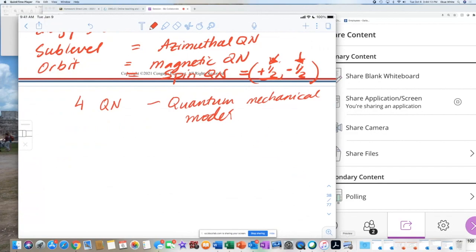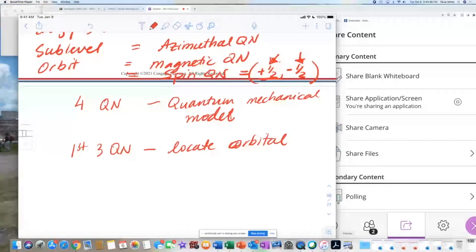In the quantum mechanical model, these numbers are used to pretty much locate the electron. Now, the ultimate goal is we want to know where the electron is. We don't really care about the orbital. It just so happens that the electron is inside the orbital. So the first three quantum numbers help us locate the orbital, and if we locate the orbital, we essentially located the electrons, because the electrons do not live in the atom naked. They usually are found in orbitals.